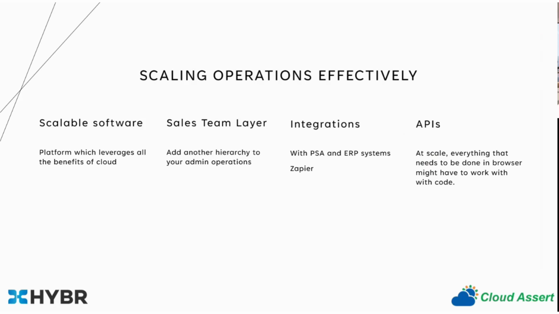And then integrations. Whenever you're scaling, you typically work with multiple software solutions. You might be using SaaS, SAP, you might be using ConnectWise for the PSA, you could be using Zoho or any other tools. Hyber provides a very robust integration solution.